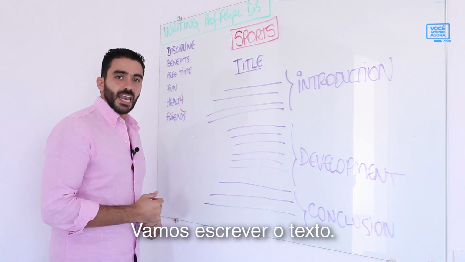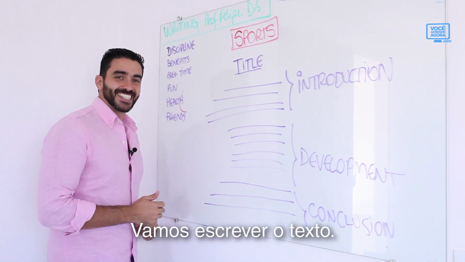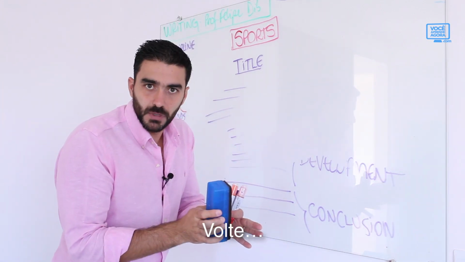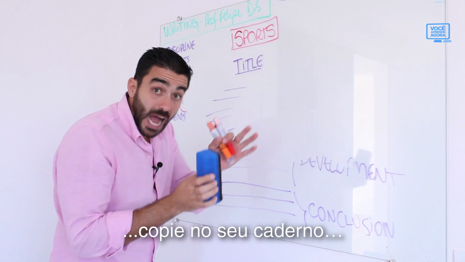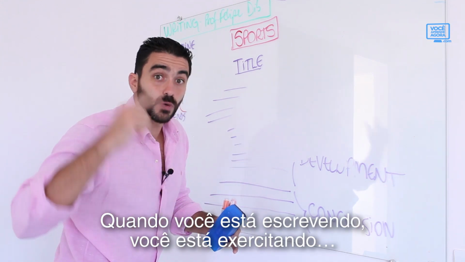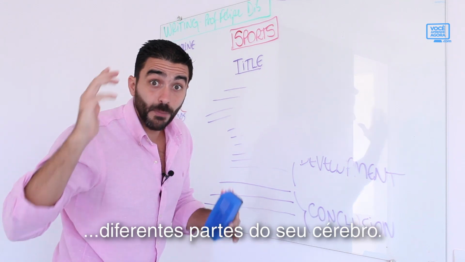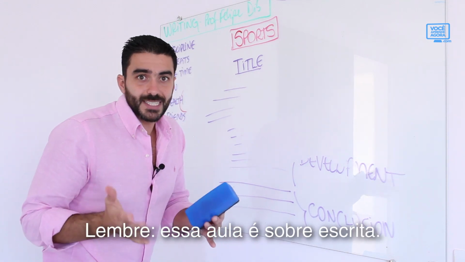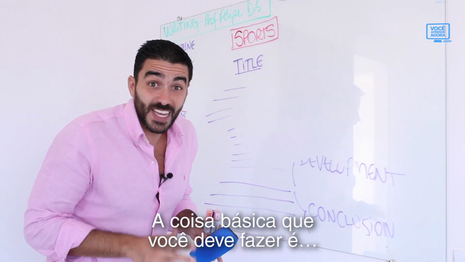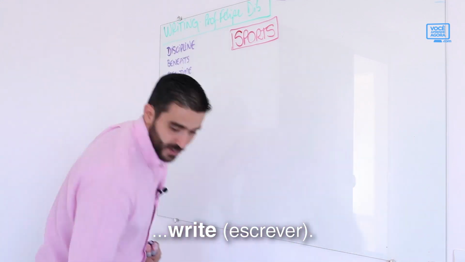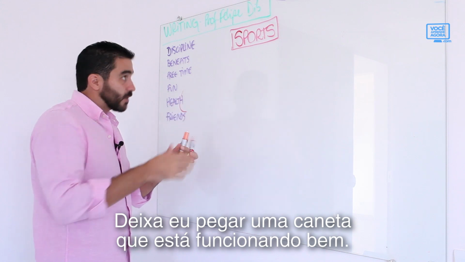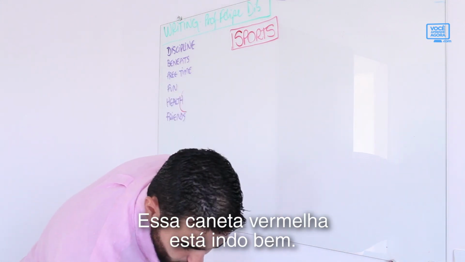Great. Let's write the composition. Here we go. Please, if you need, pause the video, return. Copy on your notebook everything you see here. When you write, you exercise different parts of your brain. And remember, this class is about writing. So the basic thing you must do is write. Okay, let me get a pen that is working well. This red pen is going well.